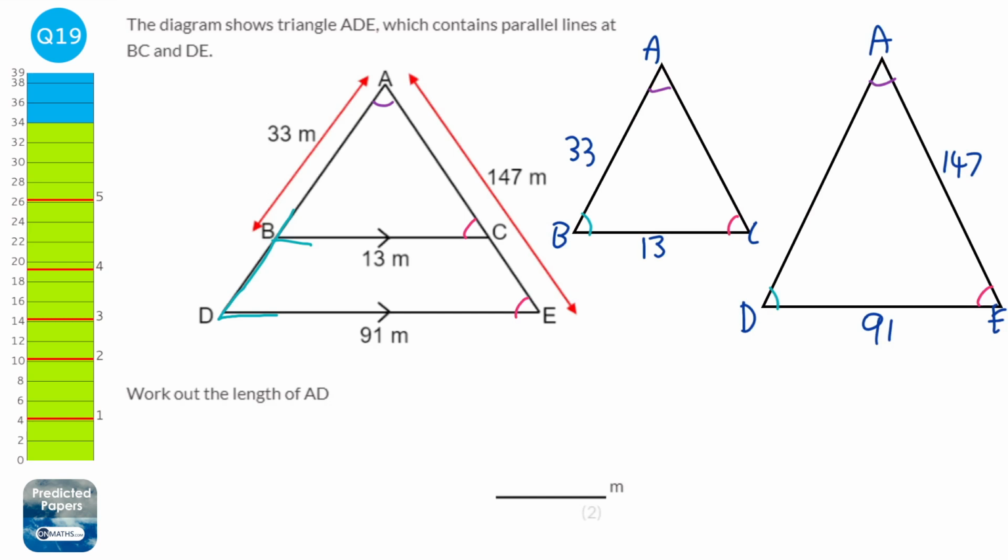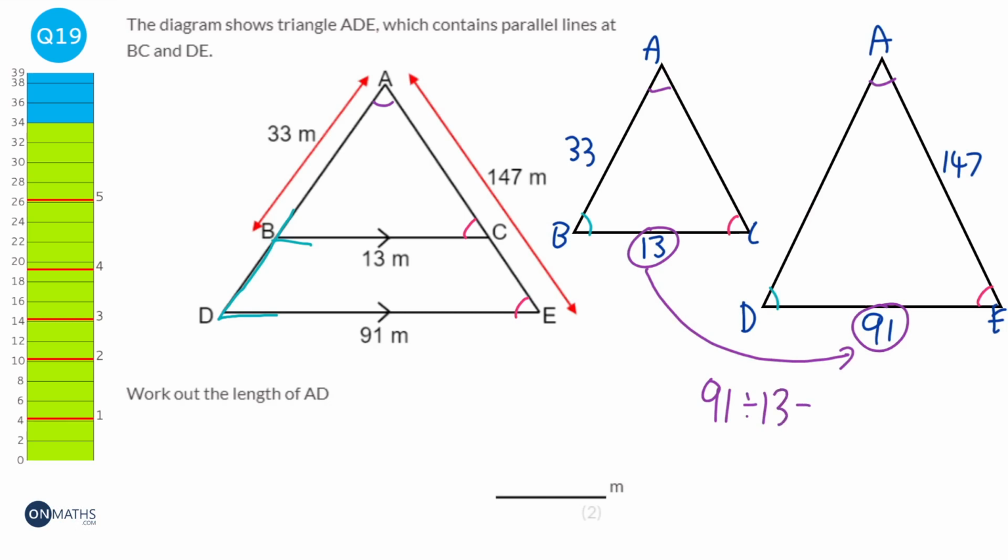If they're similar, it means that we can find a scale factor. And so what I'm going to do is just find a scale factor between the 13 and the 91. To do that, we do the big number divided by the little number, and that gives us 7. So the scale factor is going to be 7.